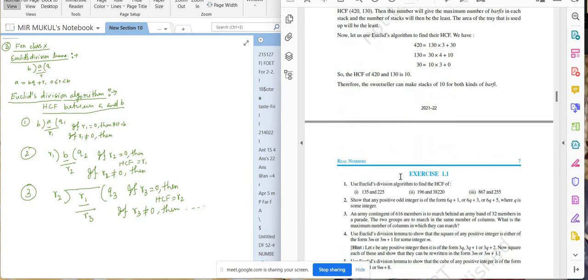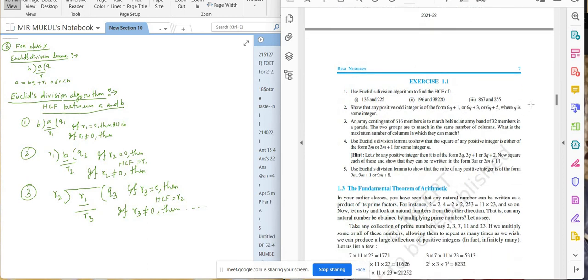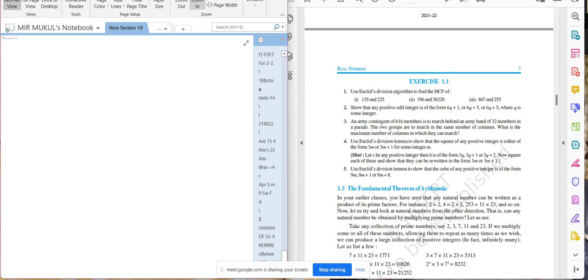So for class 10th, your first question will be use Euclid division algorithm to find HCF. This year this topic was a deleted topic, right? But next year, corona situations are not here, so we can consider your CBSE. This exercise will not be given as a deleted exercise, so we have to do this exercise. If it is announced that your 1.1 is deleted, then you can ignore this exercise, otherwise we have to do it.